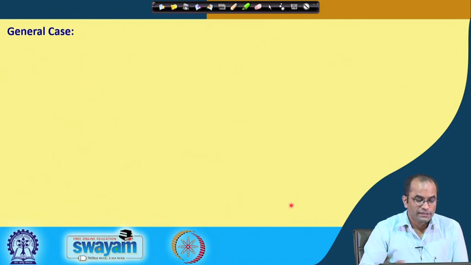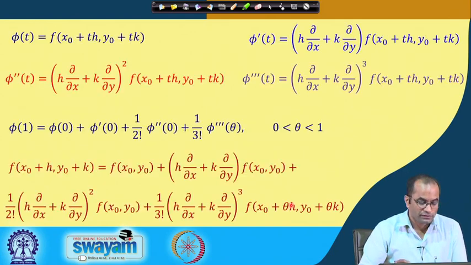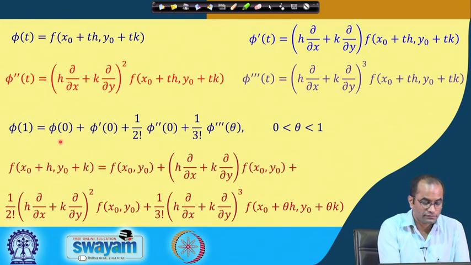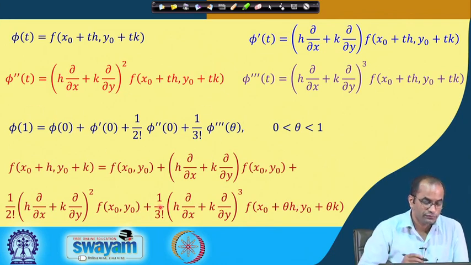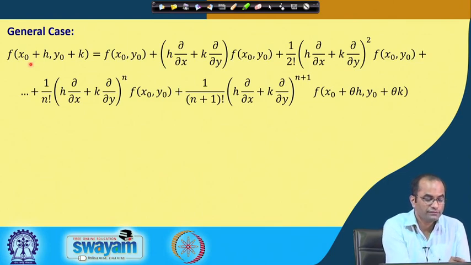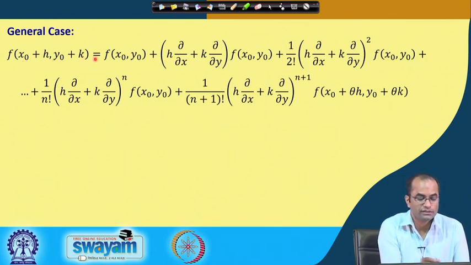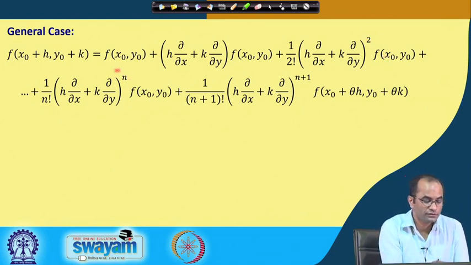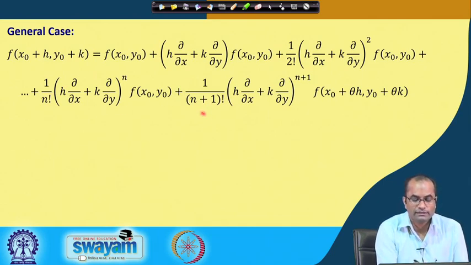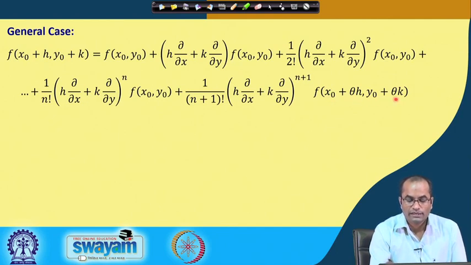And in general, we can extend that expansion, the Taylor's theorem of one variable, to two variables as well. So in general we have this result: x 0 plus h, y 0 plus k, and we can keep on continuing. The square term, the cubic term, and then the nth order partial derivative terms, and then this is the remainder term, where we have this general point, x 0 plus theta h, y 0 plus theta k, where theta is between 0 and 1.